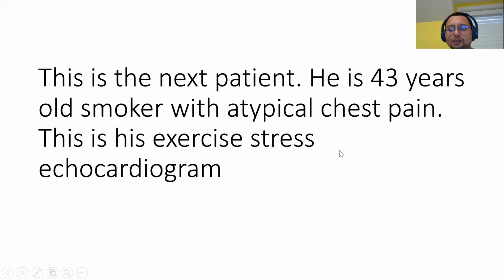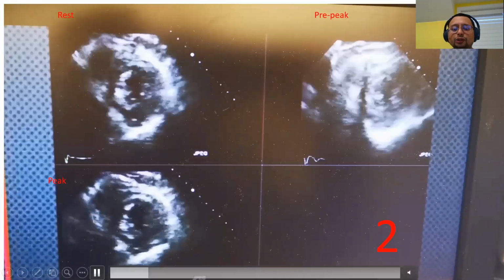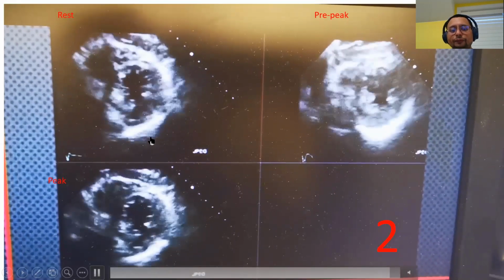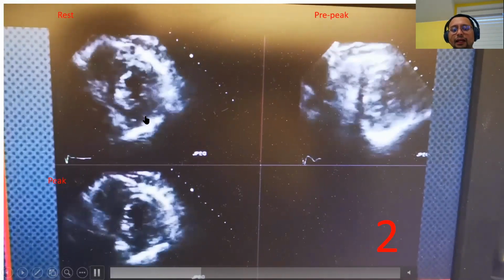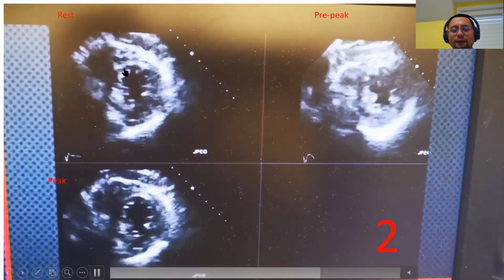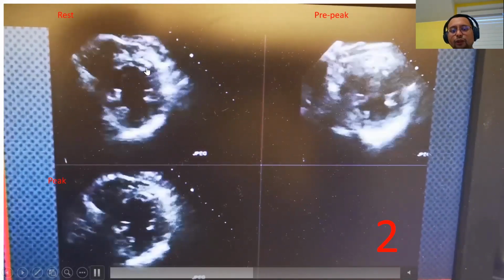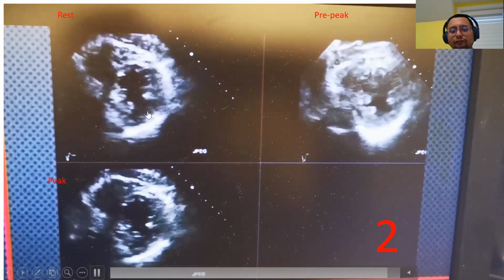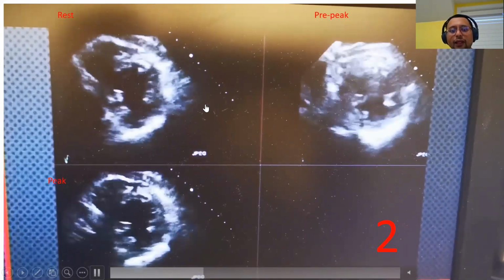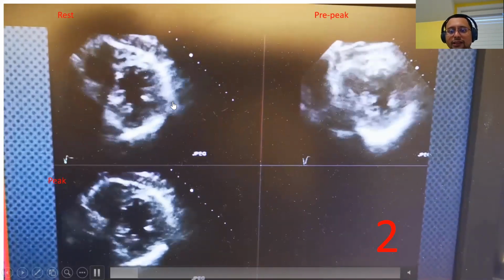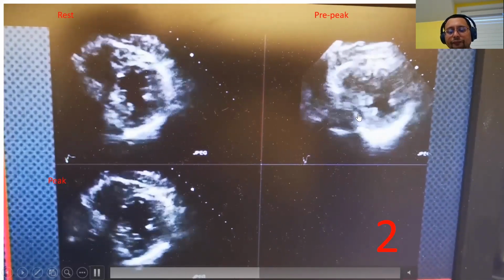Let's look at the next patient. This is a 43-year-old smoker with atypical chest pain who underwent exercise stress echocardiogram. This is a short axis view, the mid segment of the short axis view. That is the septal wall, anterior wall, and inferior wall: anteroseptal, anterolateral, inferoseptal, and inferolateral. Look at rest, pre-peak, and peak.